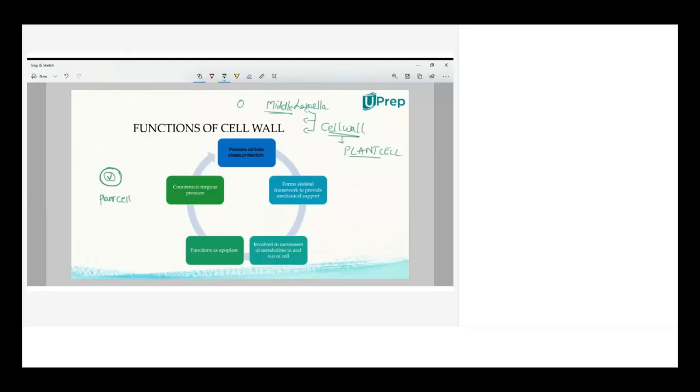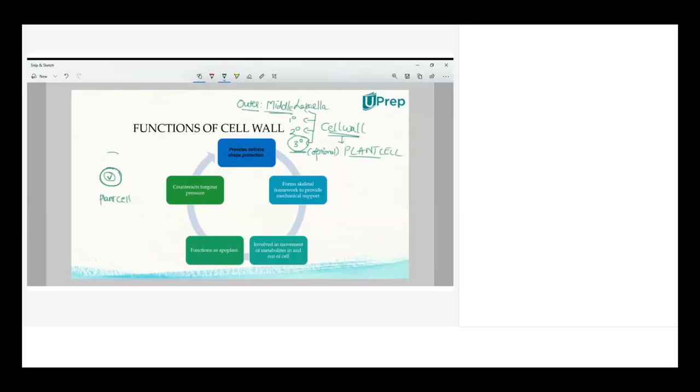So I'm insisting on the point outermost. Then you'll have a primary cell wall. Then you'll have a secondary cell wall. In some plants, you may have the tertiary cell wall. This one is optional. Okay, all plants won't show the tertiary cell wall. So why only some plants show tertiary cell wall, that I'll discuss.